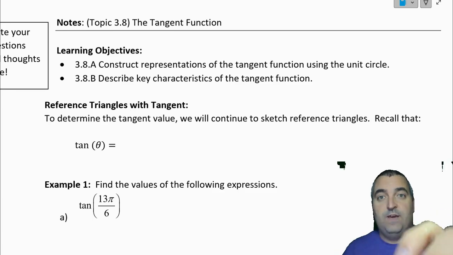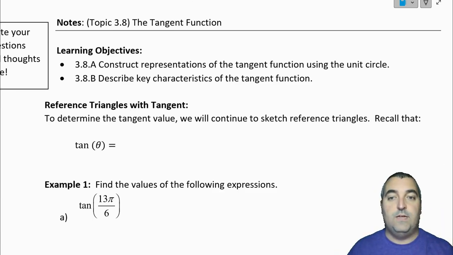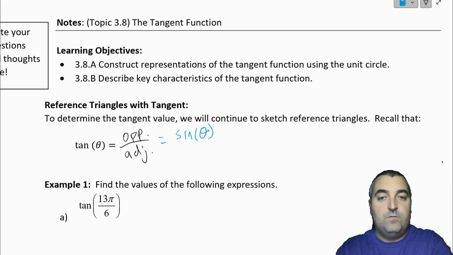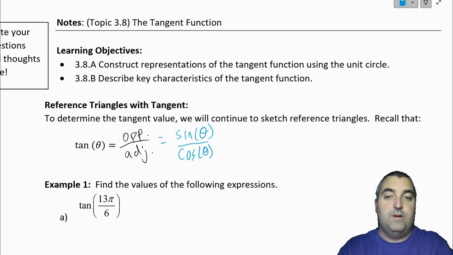So, a few things we have to remember with tangent. Tangent, we're going to still use our reference triangles for angles inside of quadrants, and angles that are on the x-axis, the y-axis, we'll use the unit circle. But a couple things we have to remember is that tangent can be represented using the opposite side over the adjacent side, right, when we're using our reference triangles. But it can also be done using sine of the angle over cosine of the angle, right? That's going to be an important property later on, especially.